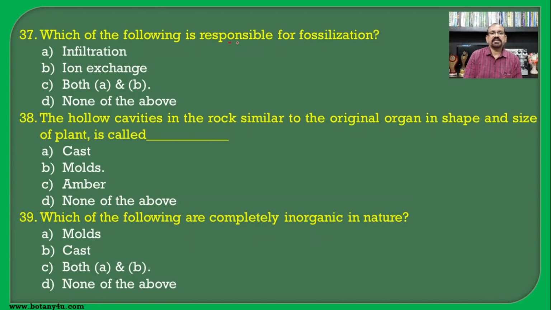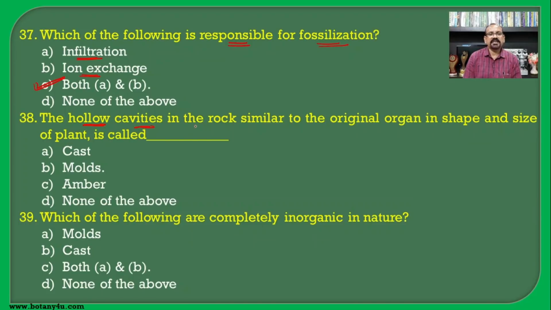Then which of the following is responsible for fossilization? For the formation of the fossils, there is a need for two different things, that is the infiltration and the ion exchange. There are two different theories, infiltration theory and ion exchange theory. So through infiltration and ion exchange there is a formation of the fossils, and hence both A and B become the answer for this question.